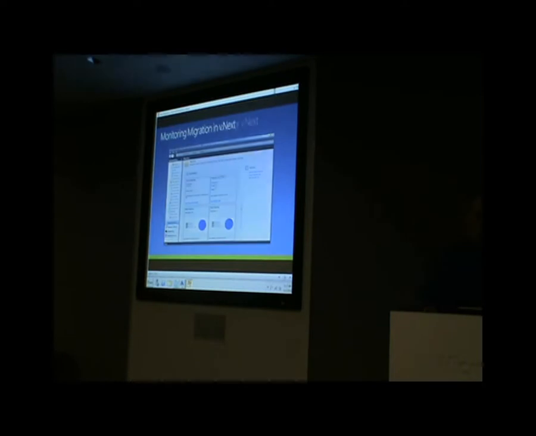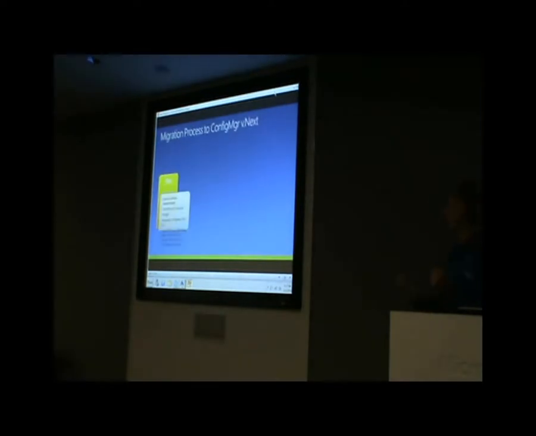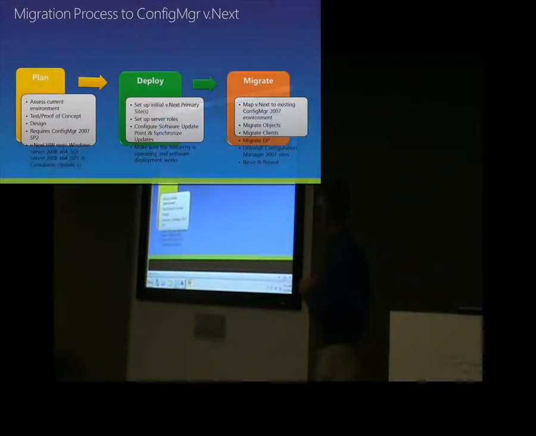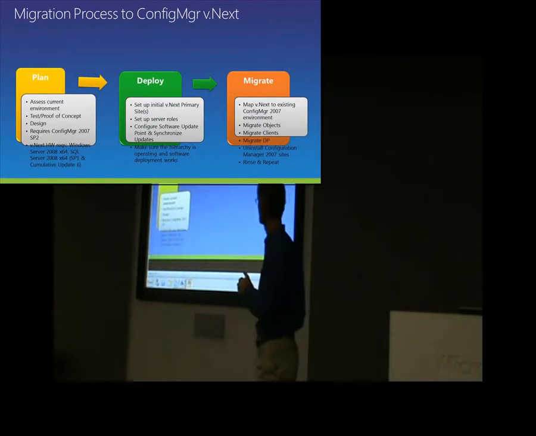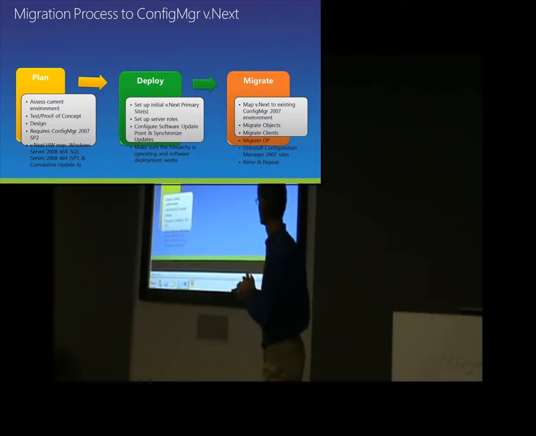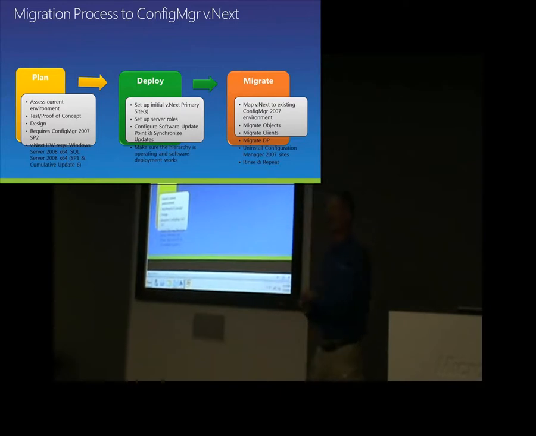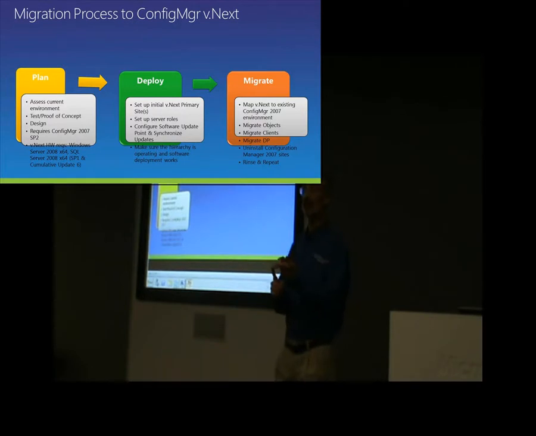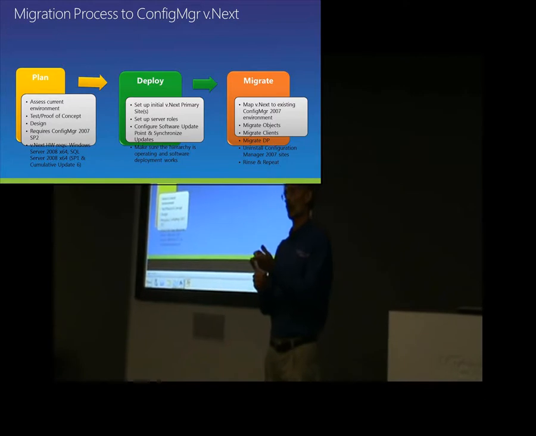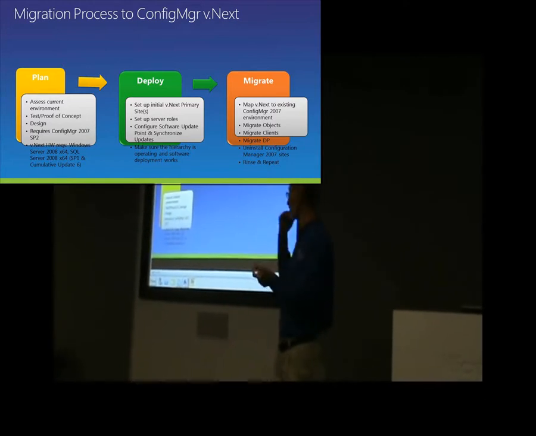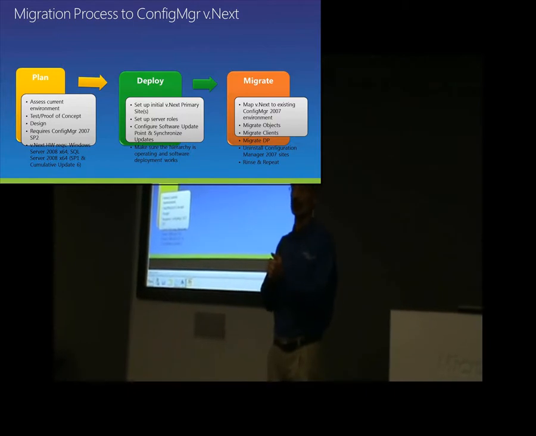So the first thing you have to do is plan. You want to make sure the template change didn't go very well. Sorry about that. You want to make sure that your current environment is an environment that's supported for migration. What that means is ConfigMgr 2007 Service Pack 2. We migrate nothing below Service Pack 2. So if you're not running Service Pack 2, by the time you get to the vNext version, you need to be running Service Pack 2.